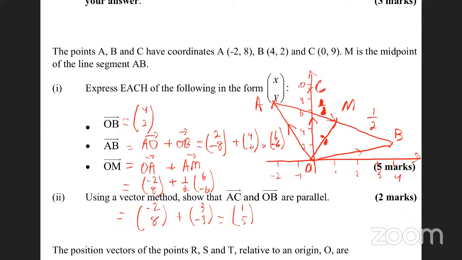1, 5. If you go OB, BM, but remember, if you go B to M, it will be minus 6, positive 6. So you have to change the sign because you're going against the arrow.